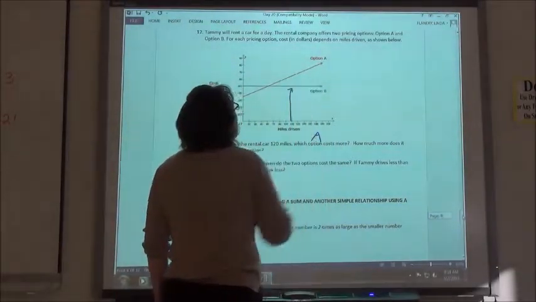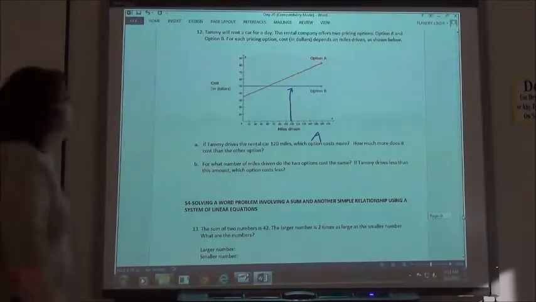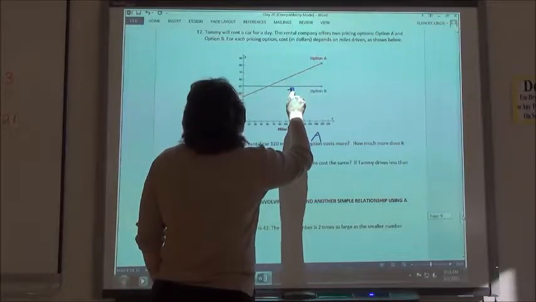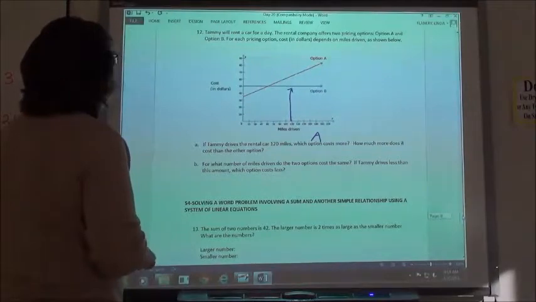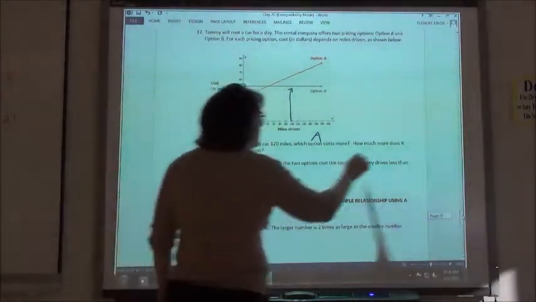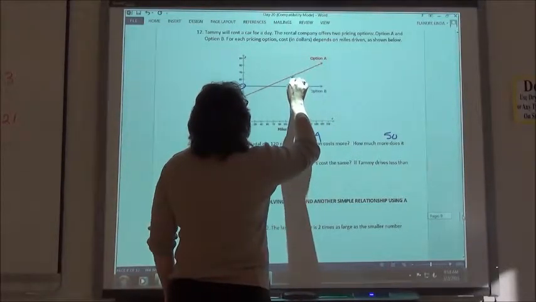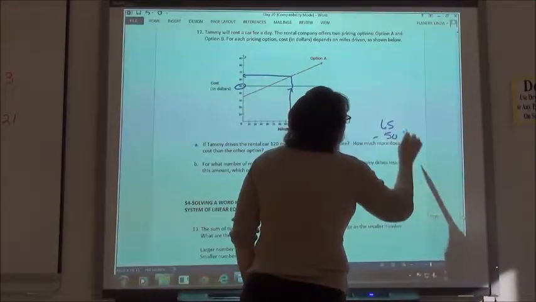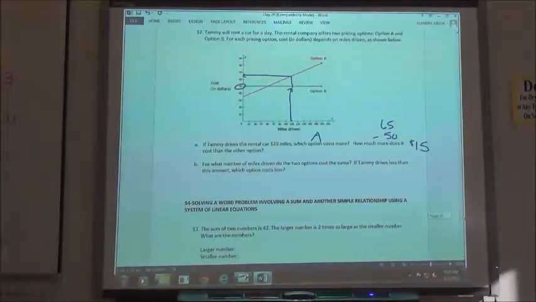There's 120. So how much more is it going to cost? $10. Really? Looks like it's more than $10 to me. $15, right? This one here is going to cost $50, and this one goes up to 55, 60, 65, looks like where it is across from. So 65 minus 50 would be $15 more.